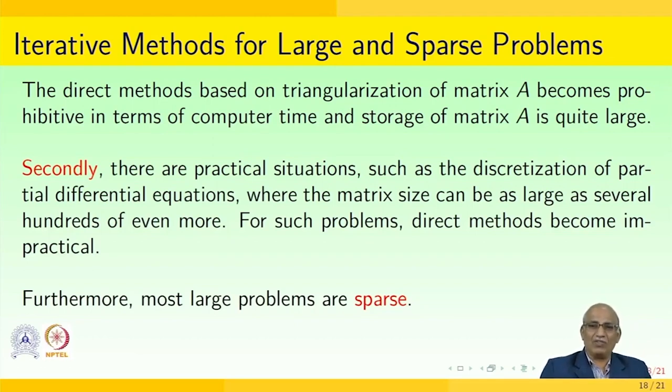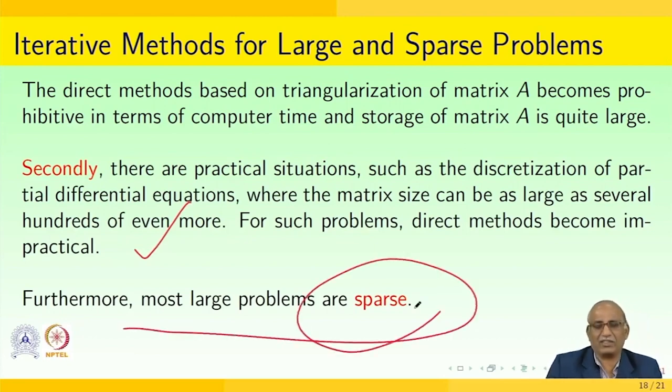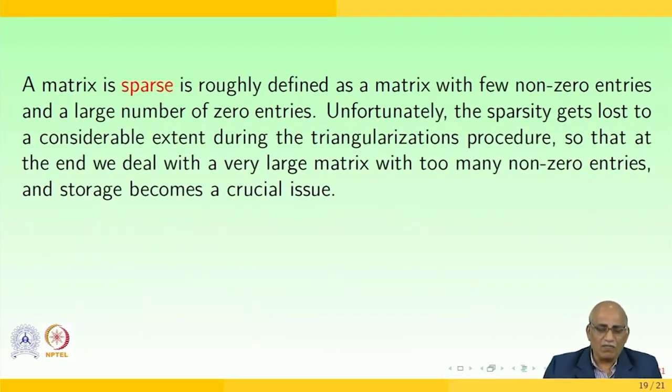Secondly, there are practical situations such as the discretization of partial differential equations, where the matrix size can be as large as several hundreds or even more. For such problems, direct methods become impractical. So you will not be able to find the solution to those things. Furthermore, most large problems are sparse. Once the matrix becomes sparse, where the zeros dominate, it is possible to find the solution to those systems. So roughly, let us define a matrix as sparse if it has few non-zero entries and a large number of zero entries.